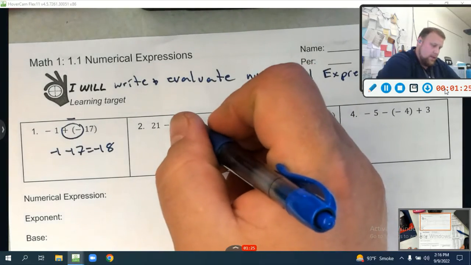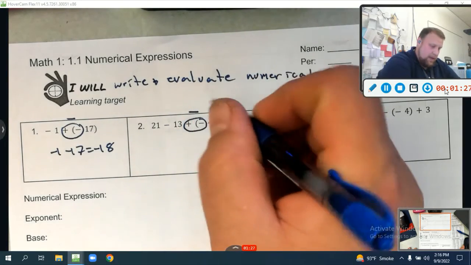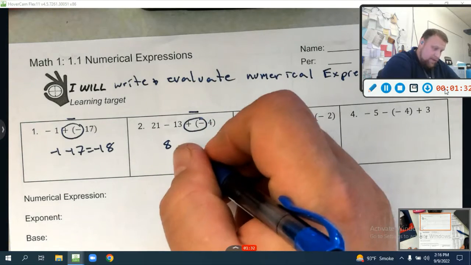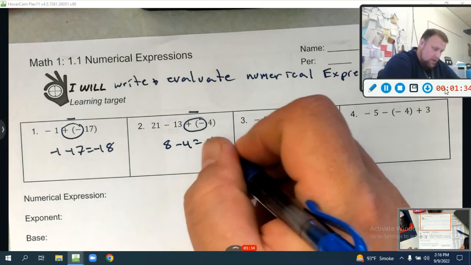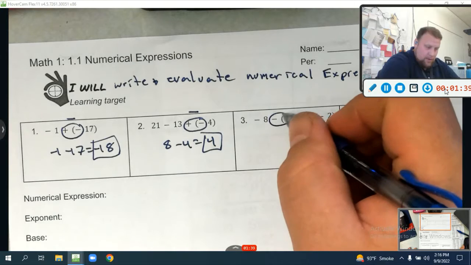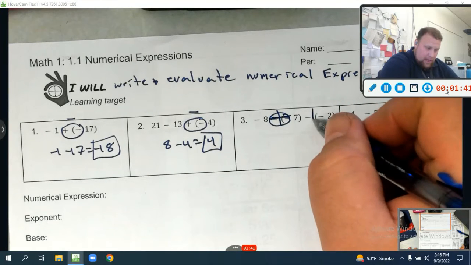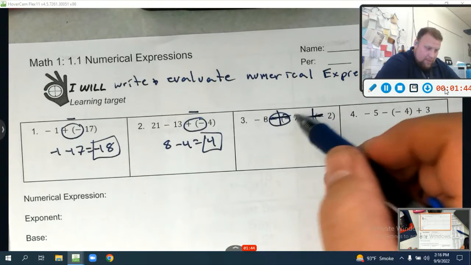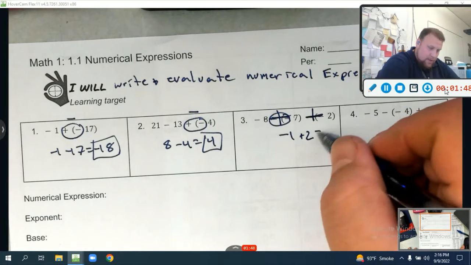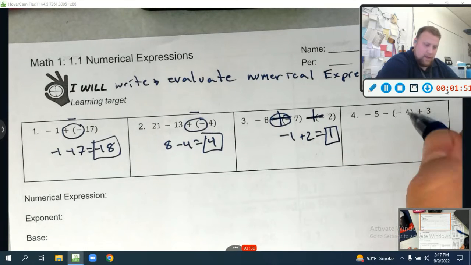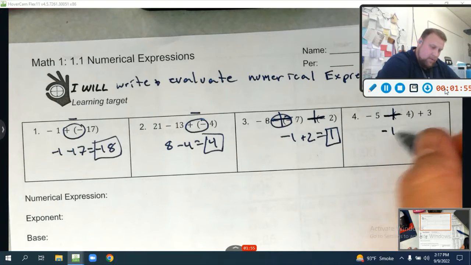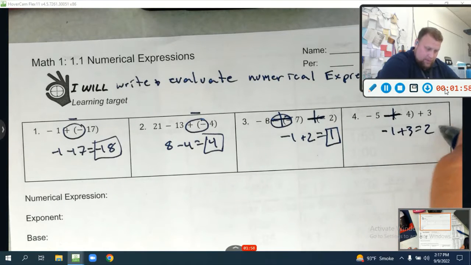Here we go. Those are going to become a minus. Then I'm going to work it left to right. 21 minus 13 is 8. So I'm going to have 8 minus 4 equals 4. Next, two negatives make a positive, make another positive. I have negative 8 plus 7 is negative 1, plus 2 equals 1. Right here, these make a positive. Negative 5 plus 4 is negative 1, plus 3 equals 2.